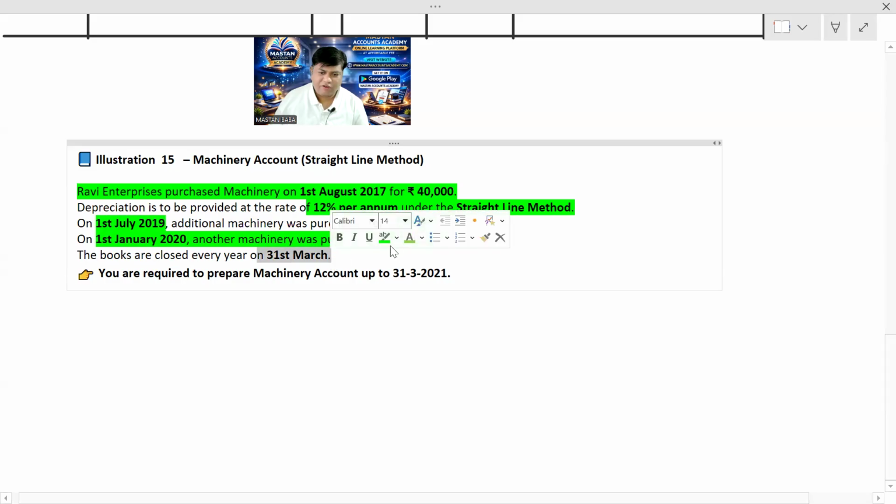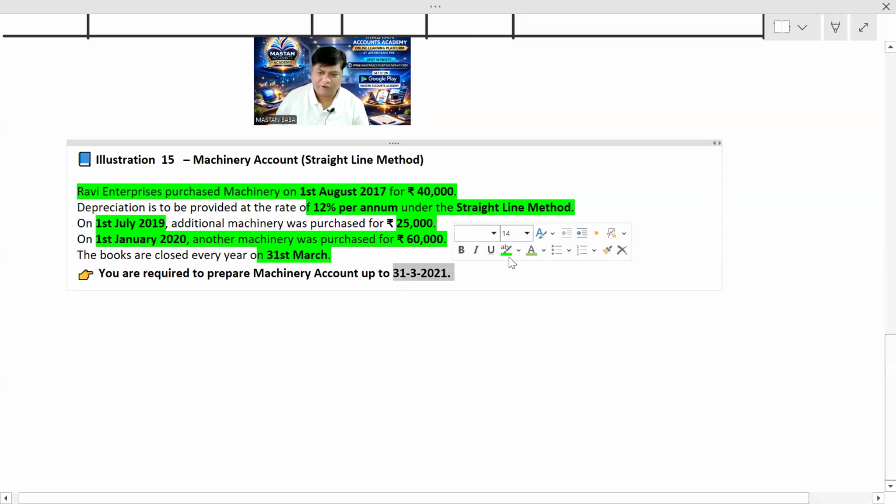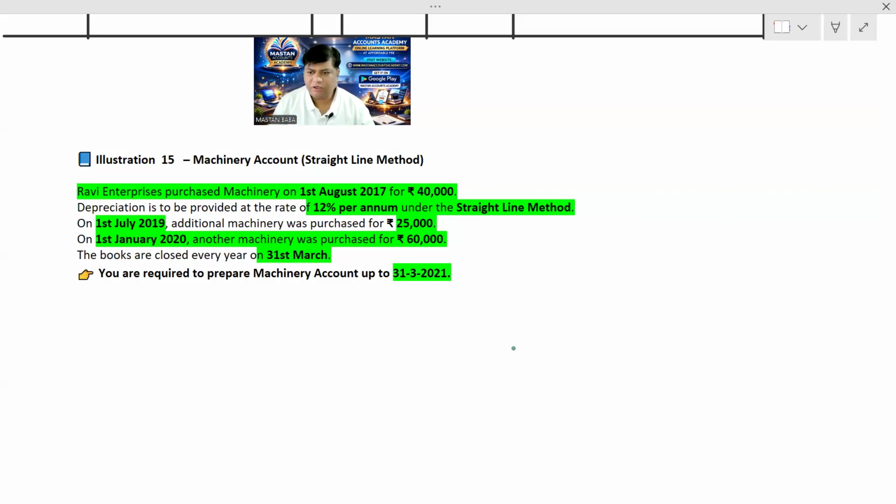It indicates whether the firm follows the calendar year or the financial year. 31st March means financial year. 31st December means calendar year. So this firm is following the financial year, and they're asking to prepare the machinery account up to which date? 31st March 2021. So just write the key points.